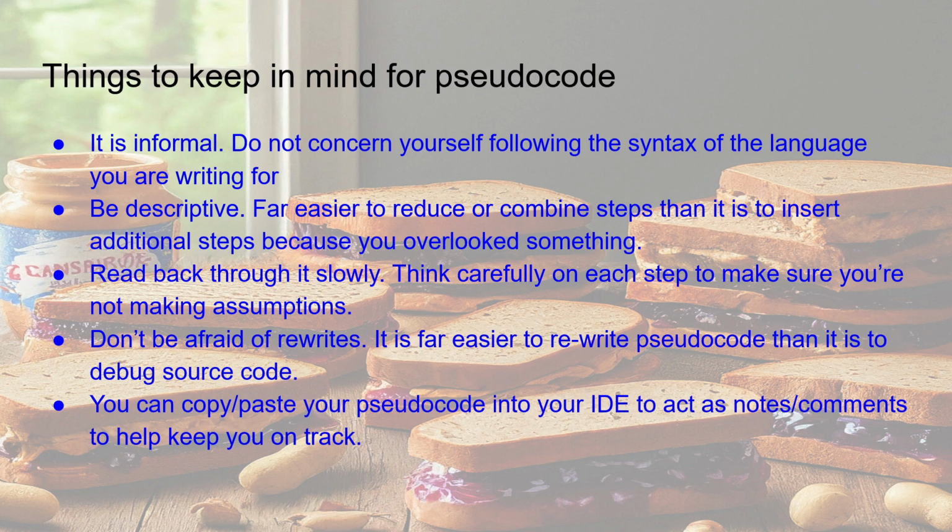Don't be afraid of rewrites. It is far easier, like orders of magnitude easier, to rewrite your pseudocode than it is to debug badly written source code. So if you're reading through your pseudocode and you're just like, you know what, this ain't happening, this is not going to work, just Control A, hit the delete key, and start over. If you're doing it on physical paper, wad it up, toss it in the recycle bin, and move on to a new attempt. It's orders of magnitude better to rewrite or alter things in pseudocode than it is to try to debug and change things once you get to the source code step.